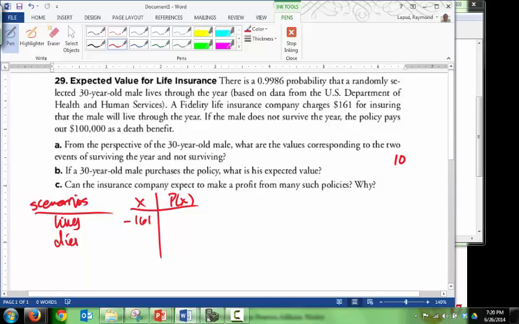100,000? Not quite 100,000. It's going to be 100,000, but we have to take into consideration the $161 that he paid off, right? So if we subtract this, what do we get? 99,839. So if he dies, his beneficiaries would receive $100,000, minus the $161 that he had already given to the company, so it'd be $99,839. So these are your random variables.